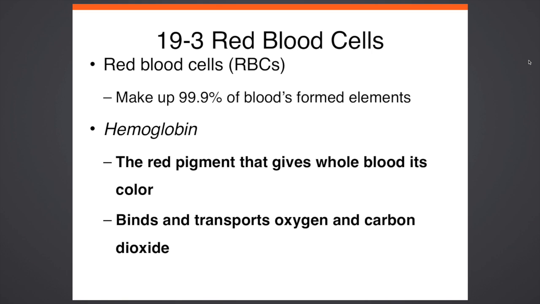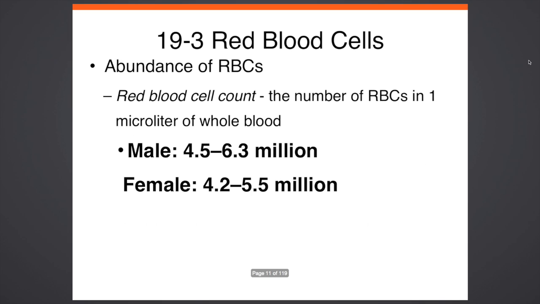Red blood cells, or the erythrocytes, make up 99.9% of the blood's formed elements. Hemoglobin is the red pigment that gives whole blood its color, in this case red. It binds and transports oxygen and carbon dioxide. Please know this page. The red blood cell count is the number of red blood cells in about 1 microliter of whole blood. The average male has about 4.5 to 6.3 million RBCs, and females have anywhere from 4.2 to 5.5 million RBCs in their system.